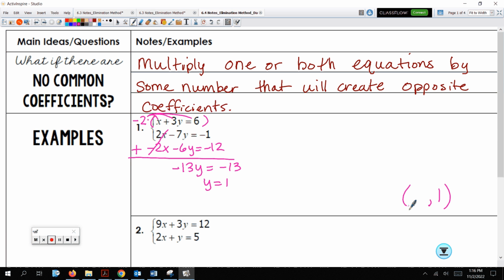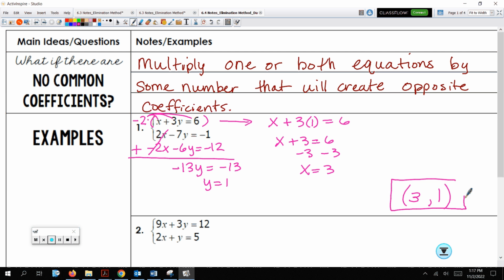Once you have a value of y, you can plug that into any equation you see fit. I'm just going to stick with the top because I like to keep things a little easy for myself. Right? So I'm plugging in 1 for y. x plus 3 equals 6. Subtract 3, and x equals 3. Beautiful. That's not so bad at all.